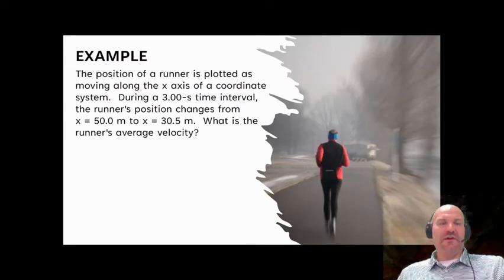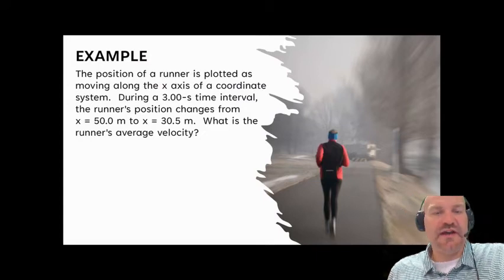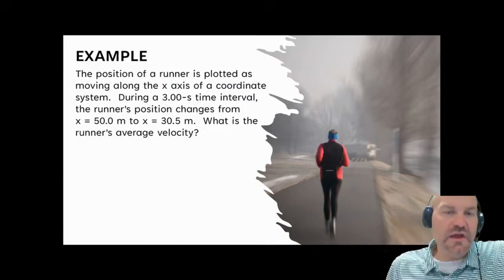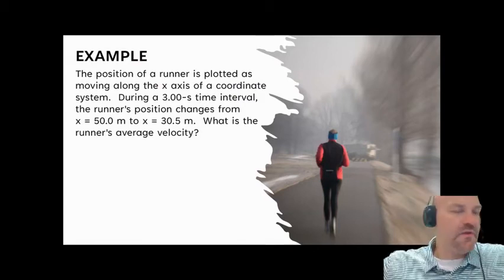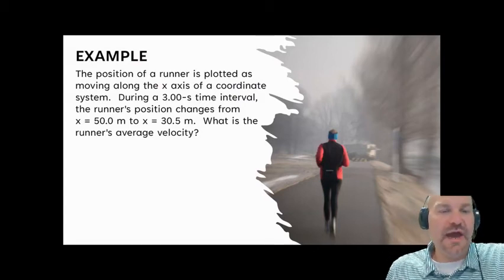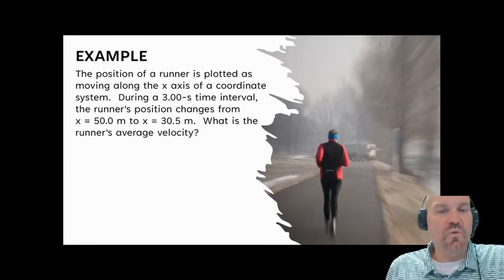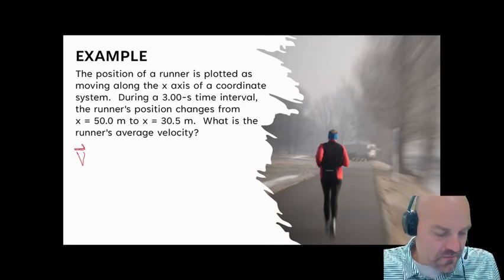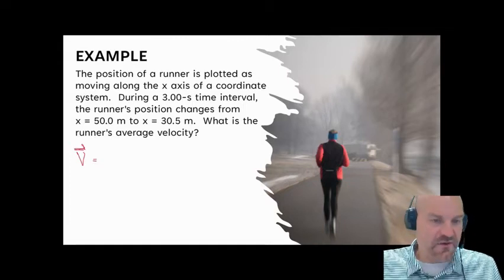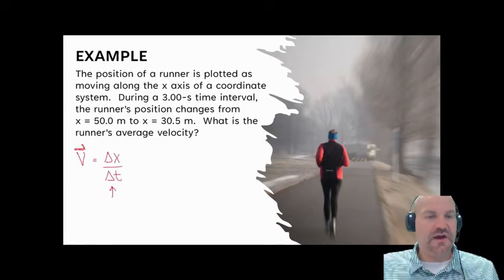All right, so here's just a quick example. It says here the position of a runner is plotted as moving along the x-axis of a coordinate system. During a 3-second time interval, the runner's position changes from x equals 50 meters to x equals 30.5 meters. What is the average velocity of the runner? Right, and so we're going to do v, our vector. Average velocity is equal to the change in position, or the displacement, over the time.